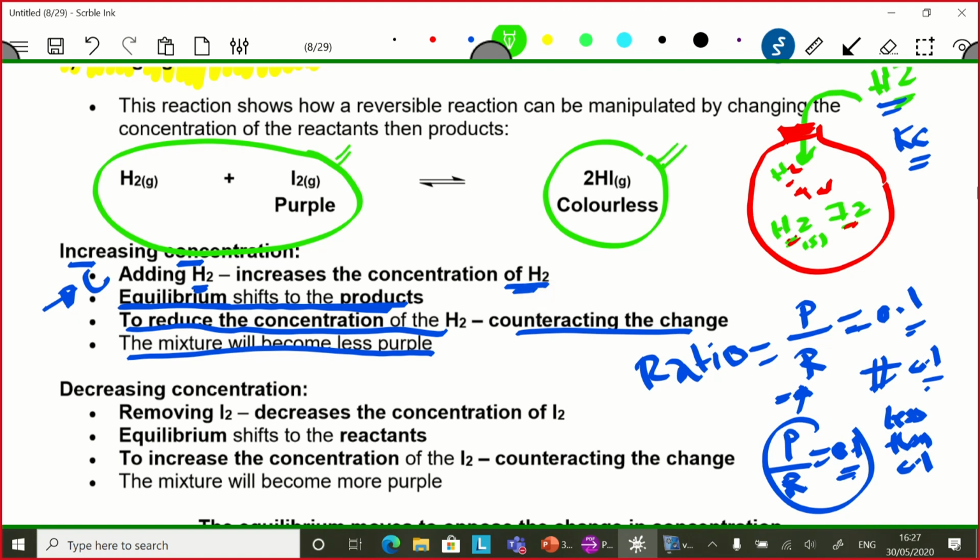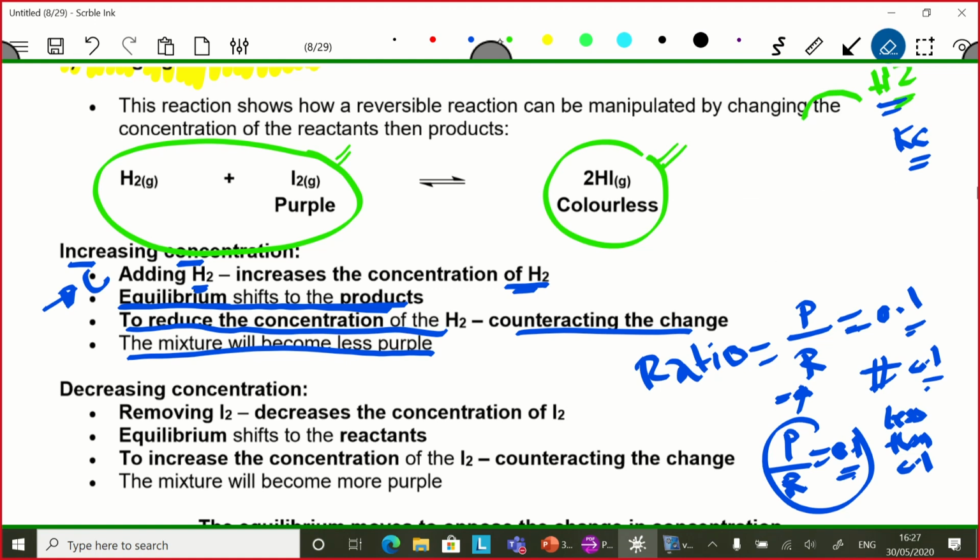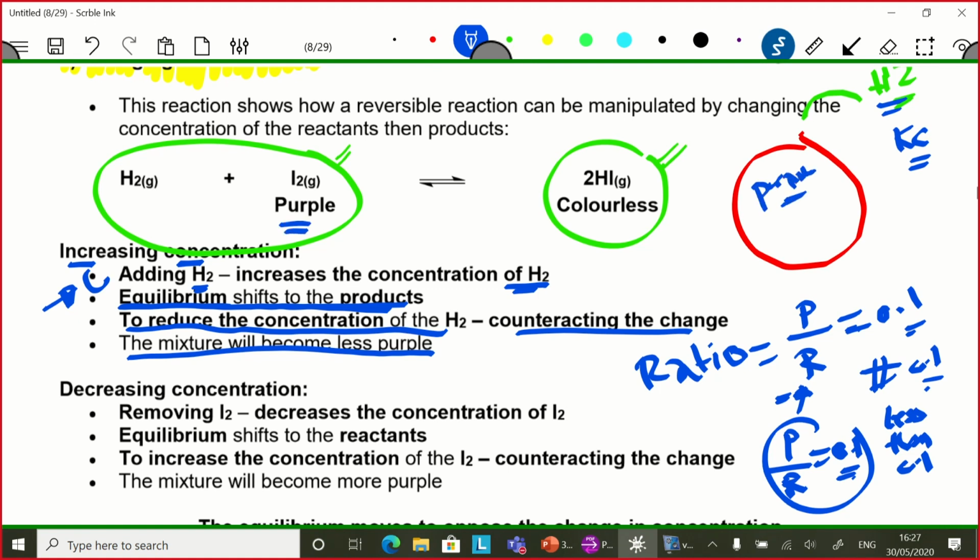So when you start the reaction, your container is going to look purple. So this is my container. The container most likely is going to have what? A purple color, because you have this as your reactant. But with time, the amount of the iodine is going to get consumed, and you're going to produce a colorless solution, isn't it? So this is why the mixture will become colorless.